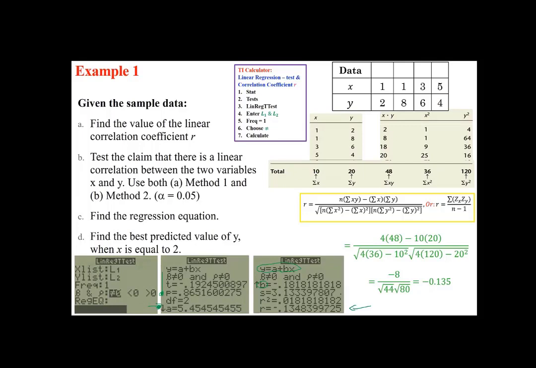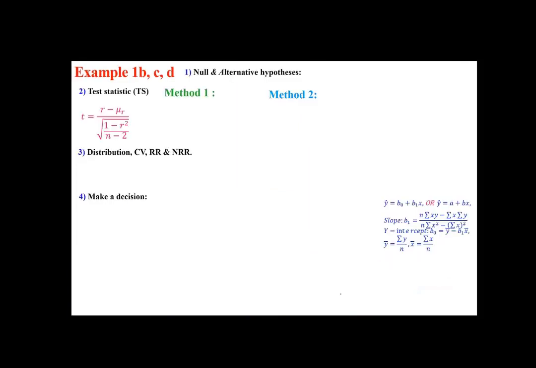So right here, with the technology, you're answering all of the questions, everybody. I want you to know that. Well, let's go through the process again, because you have to write this thing. So again, I want to look at both methods because I want you to be exposed to both and learn how it's done. So the first method uses T equals R minus mu of R over the square root of 1 minus R squared over N minus 2. And remember, this 0 always comes from H0. Okay, so this is H0. Nothing is changed. Rho is 0, and rho is not equal to 0, two-tailed test.